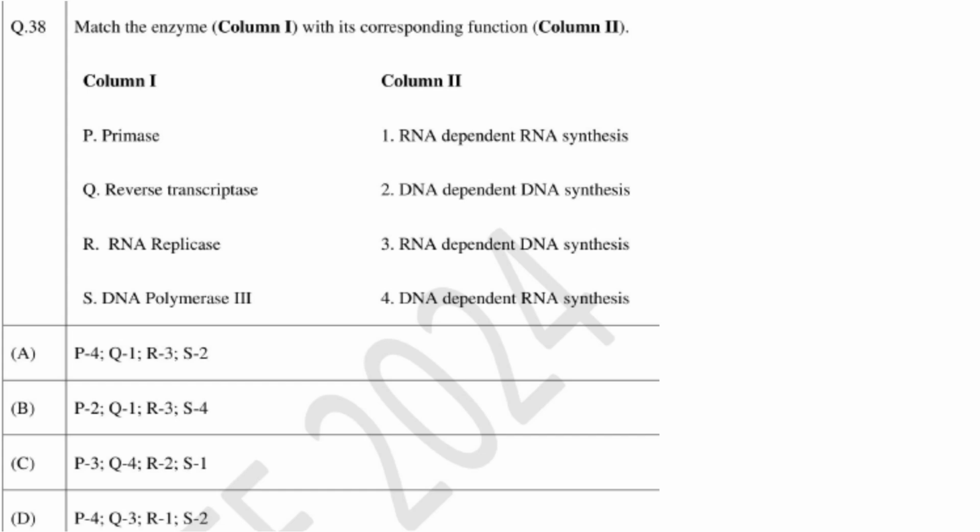Then next one. Match the enzyme in column 1 with its corresponding function in column 2. Now primase. Primase is DNA dependent RNA synthesis. It is involved in the synthesis of RNA from DNA. So P is 4. So P4 means A and D we have to see. B and C we need not take into consideration.